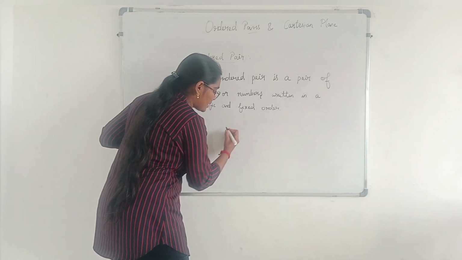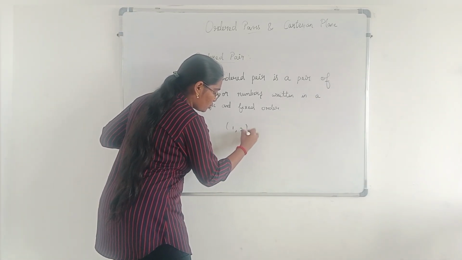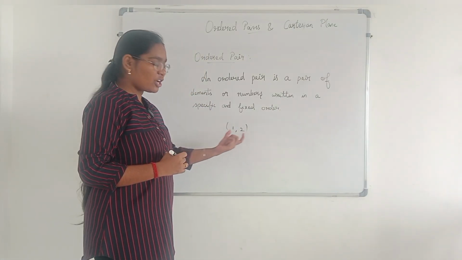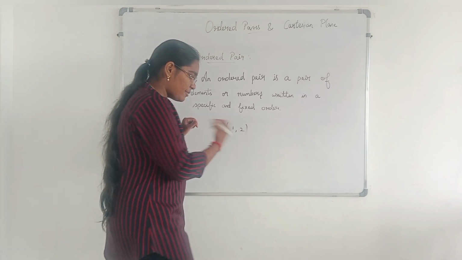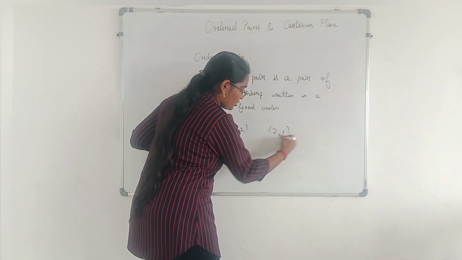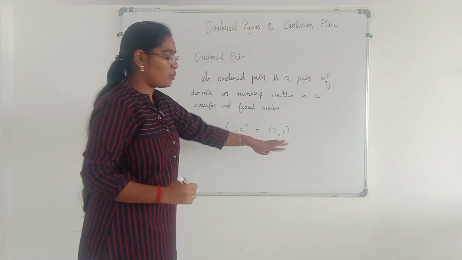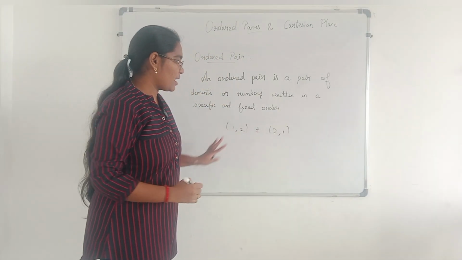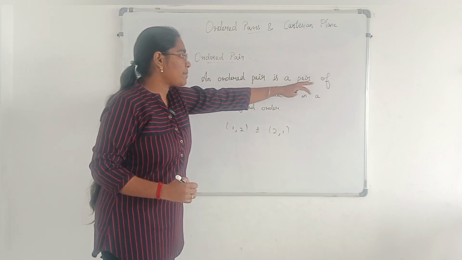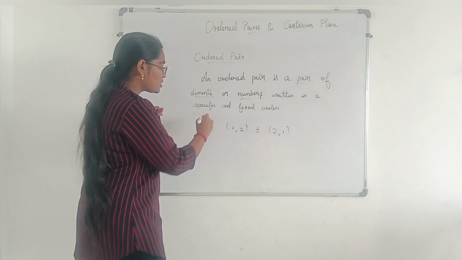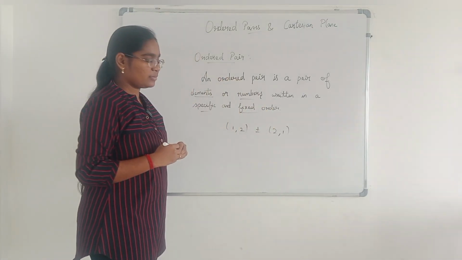So consider this example: 1, 2. This 1, 2 is in a specific order. This is different from 2, 1. So 1, 2 is not equal to 2, 1. This is what an ordered pair is. An ordered pair is a pair of elements or numbers written in a specific and fixed order.